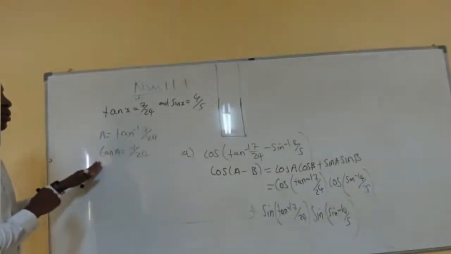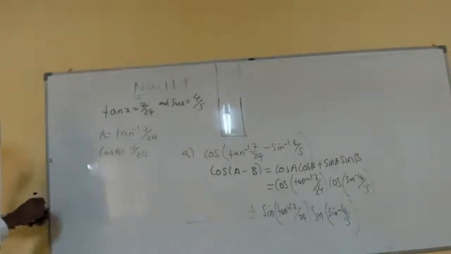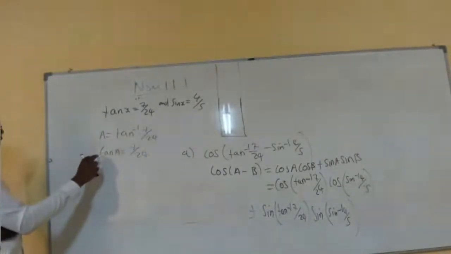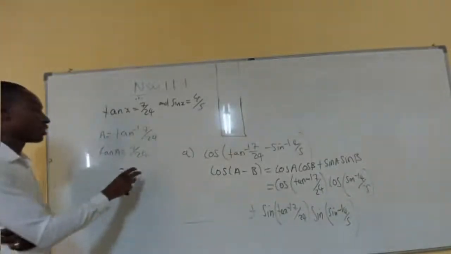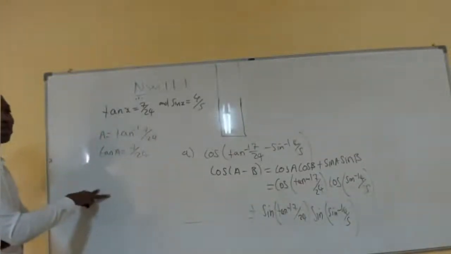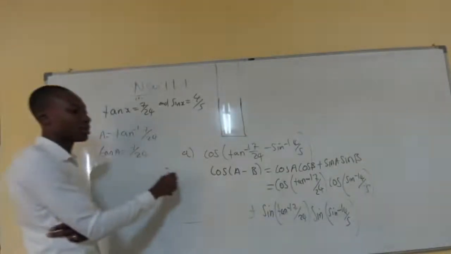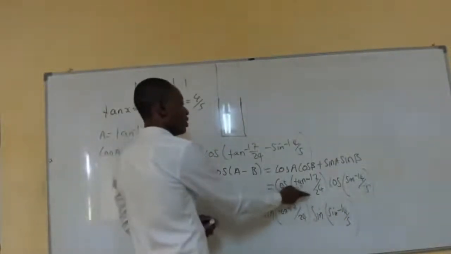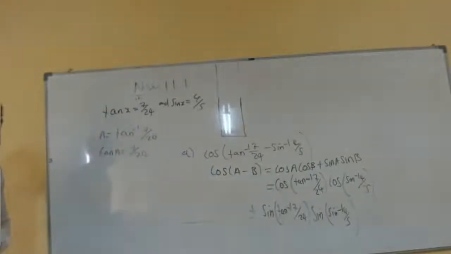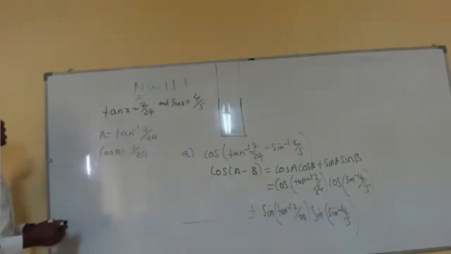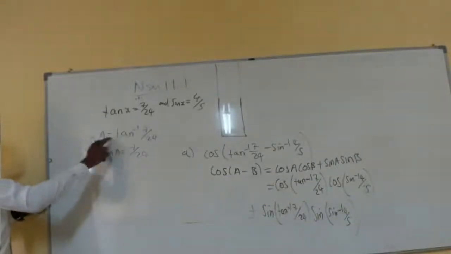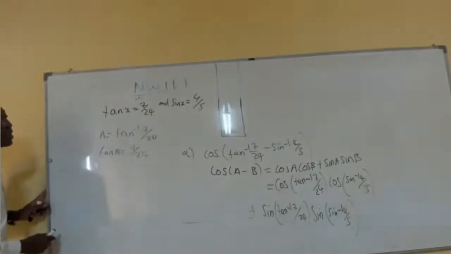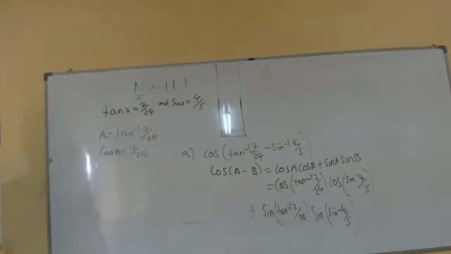We've been told that tan A is 7 over 24, right? So tan A is 7 over 24. What is going to be cos of A? Remember, I've said that this part is being represented by tan. So what is cos A? If A is given as tan inverse of 7 over 24, what is cos A?